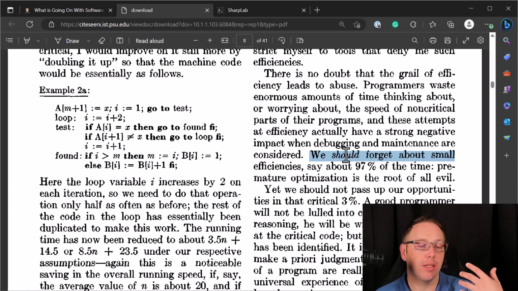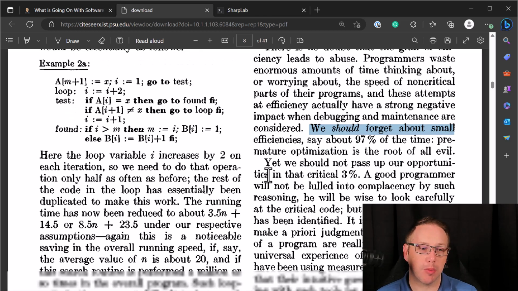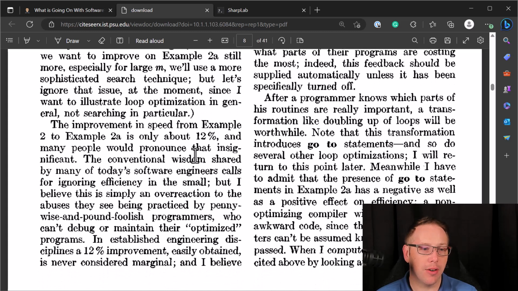And so what Donald Knuth is saying here is that, like, hey, when we're obsessively chasing down performance, that's going to cause us to write really difficult programs to debug. But if we back up in this paper a little bit and understand what the line is for Donald Knuth when it comes to performance optimization, we'll go over to here. It says, the conventional wisdom shared by many of today's software engineers calls for ignoring efficiency in the small.